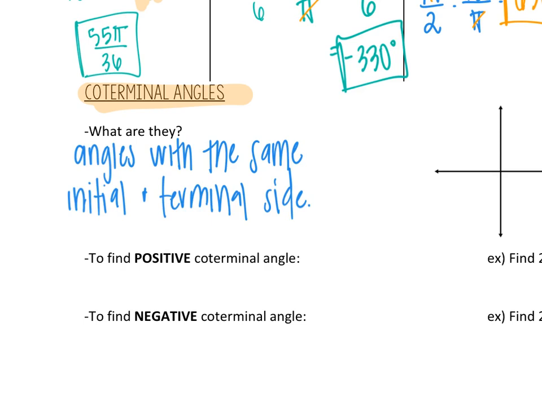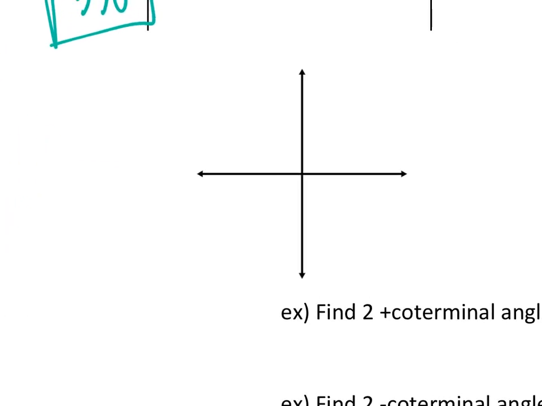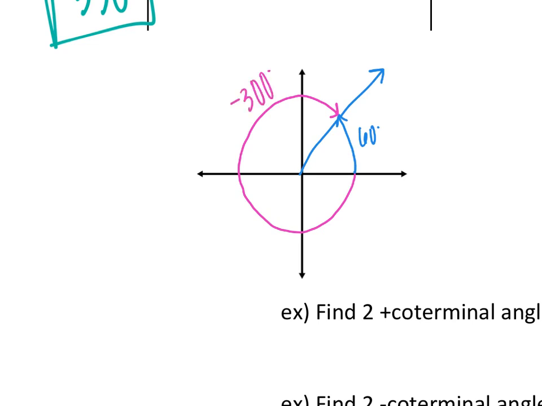Let me give you an example real quick. Let's say we have this angle 60 degrees. 60 degrees has a coterminal angle that starts at the same location and goes backwards. 60 degrees and negative 300 are coterminal angles. They have the same starting point and the same ending point.